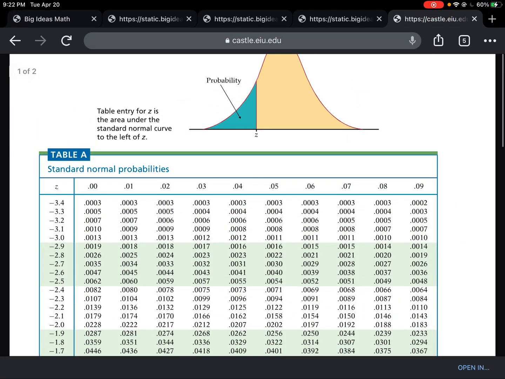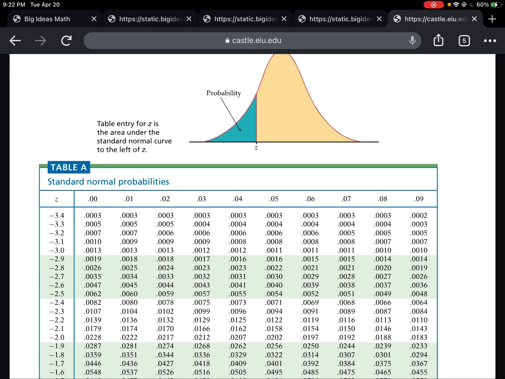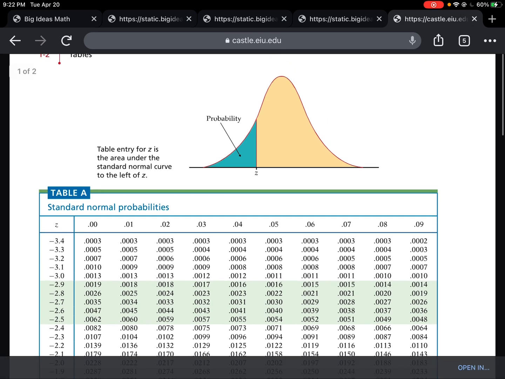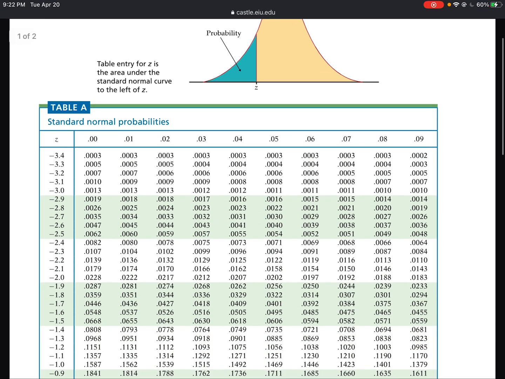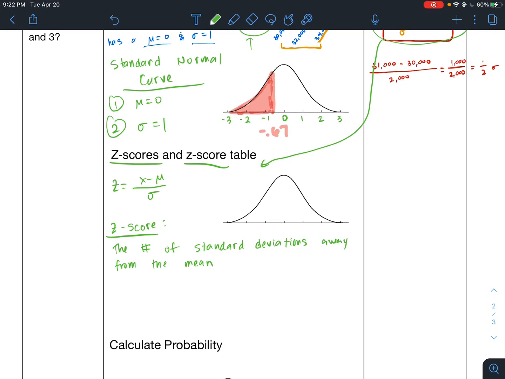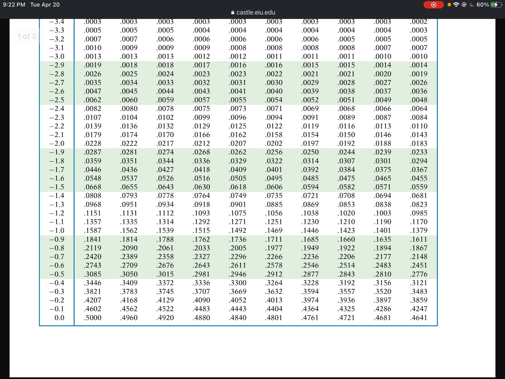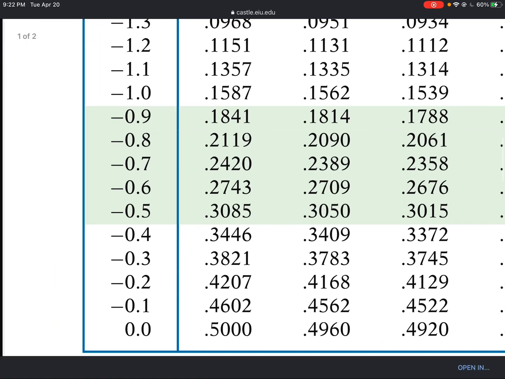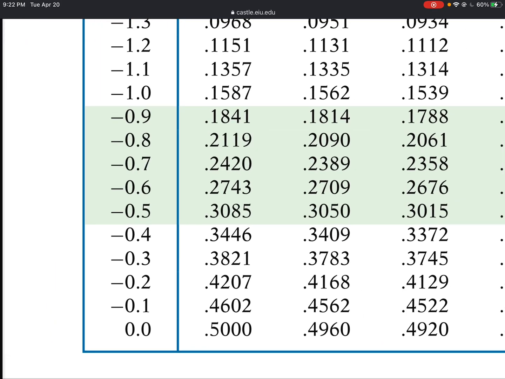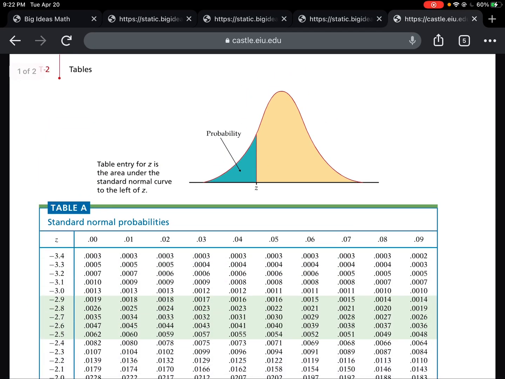Okay, so this is what a z-score table is, and I'll show you how we can use it in the examples. I'm trying to find the area under the curve at negative 0.67. So if I go to this z-score table, I'm looking for negative 0.67. On the left hand side, towards the bottom, right here I can see negative 0.6. And then the top row tells you the second decimal place.